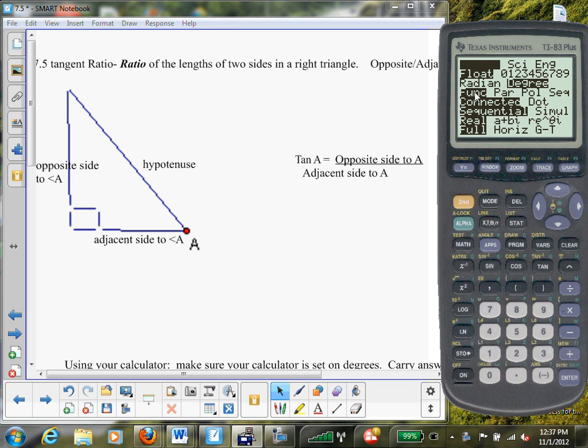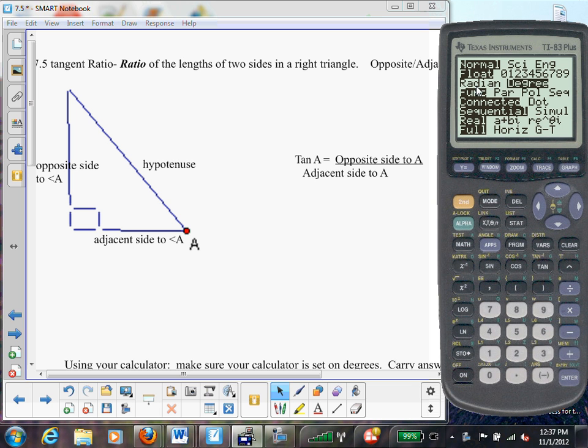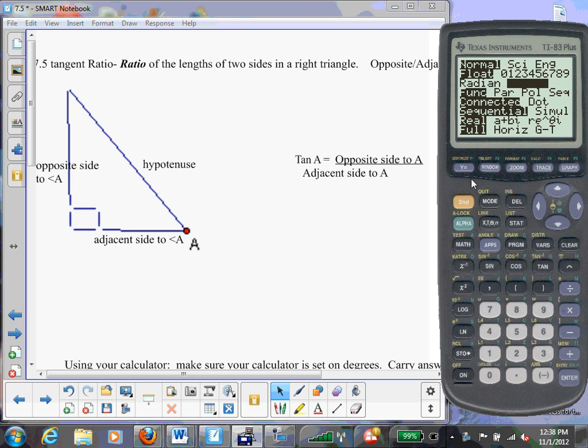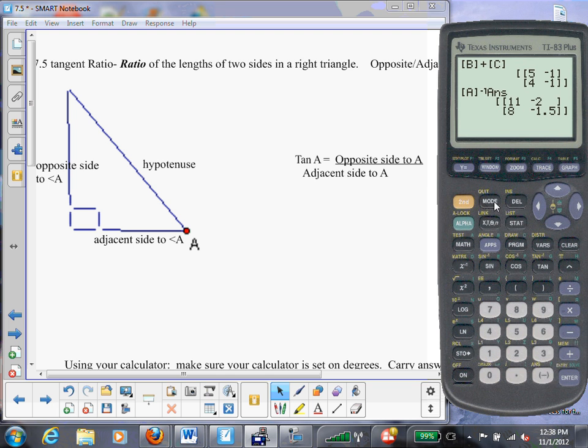If you come down with your arrow and then cursor over and hit enter, that should be highlighted. Just see what mine's doing? Yeah, there you go. Okay, so then go ahead and quit, so get out of it. You go second, quit. Second mode.